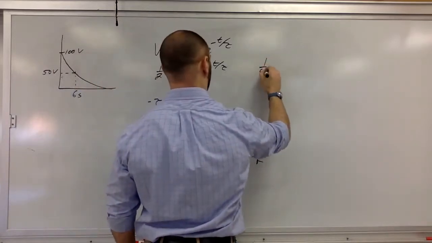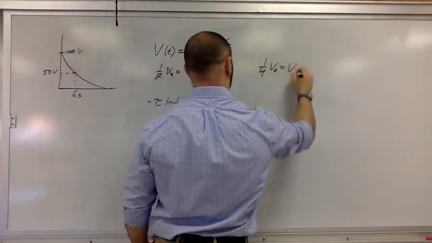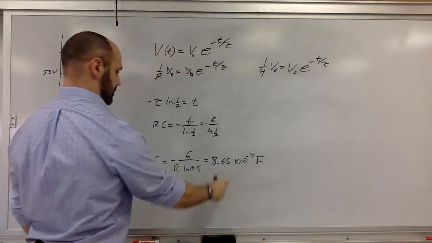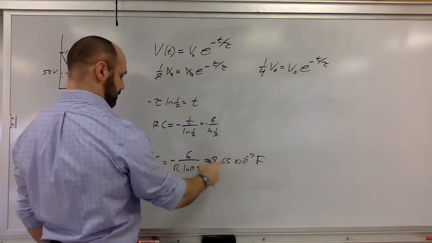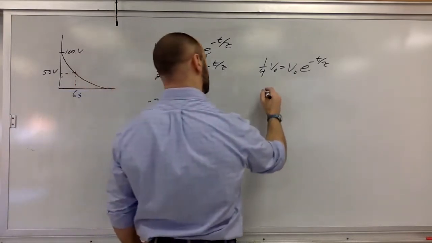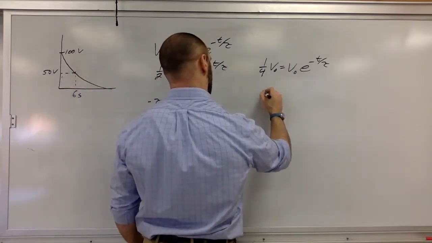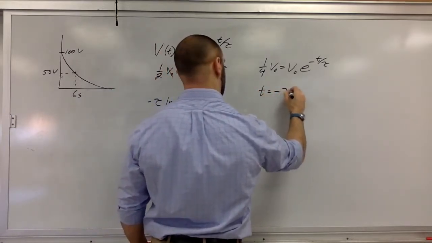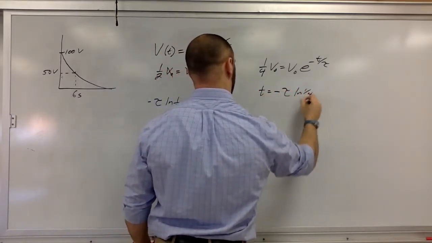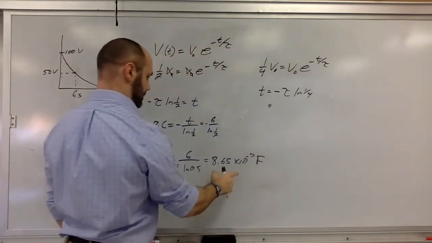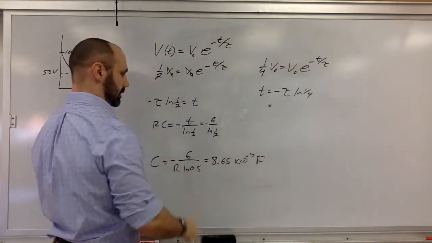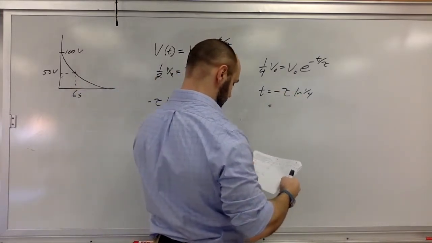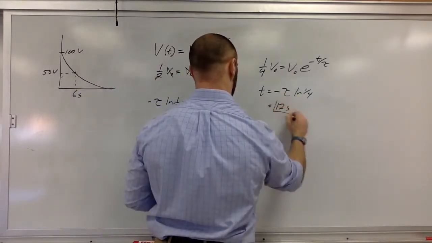So this is 1/4 of V naught equals V naught e to the negative t over tau. Now we can figure out what tau is, because we have R and we have C. So now when we solve this for t, again we're going to end up with t is negative tau, natural log of 1/4. So tau is this times the 10 mega ohms. And then I multiply by natural log of 1/4, and it comes out to be about 12 seconds.